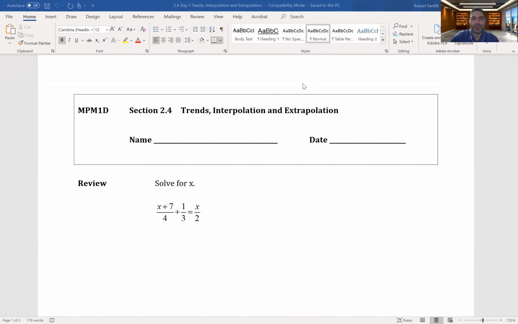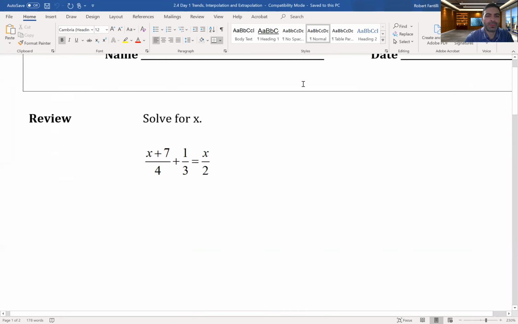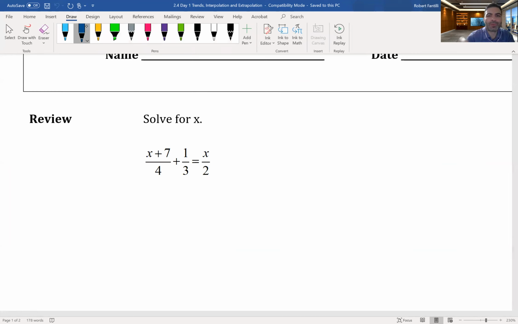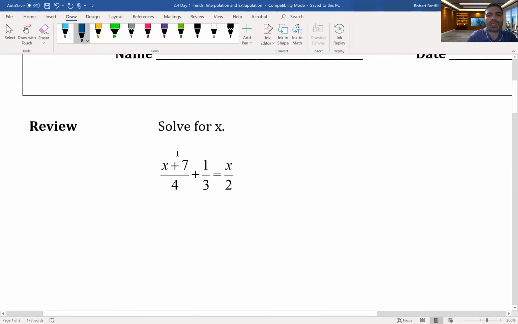Okay, gentlemen, we're on 2.4, trends, interpolation, and extrapolation. As usual, we're going to start off with a review question just to get the math brain going here. Remember, there's two ways of solving this type of question. You can cross multiply, or you might right off the bat want to get rid of the denominator by multiplying everything by the lowest common denominator.